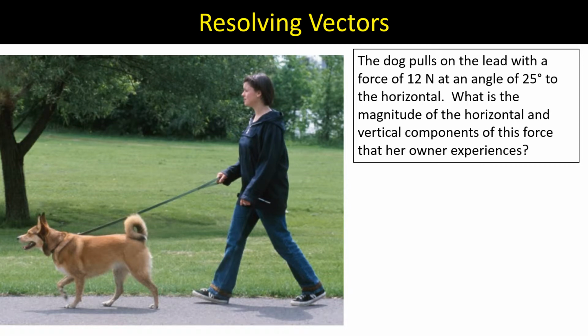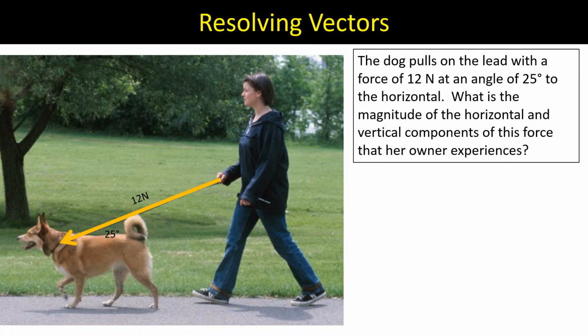We're going to resolve vectors, or a vector in this case. We have a lady walking a dog, and the dog is pulling on her, the owner, with a force of 12 newtons at an angle of 25 degrees to the horizontal. What you've got to do when you resolve vectors is figure out what the components acting horizontally and vertically are. So this vector is at an angle, and we've got the measurements and the angle that it's acting at.